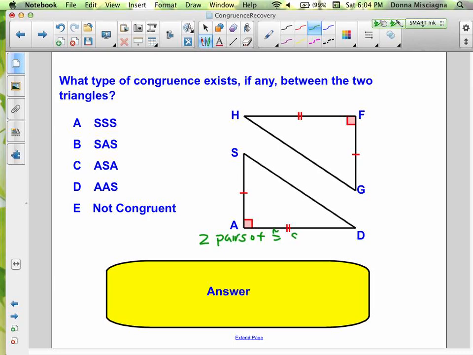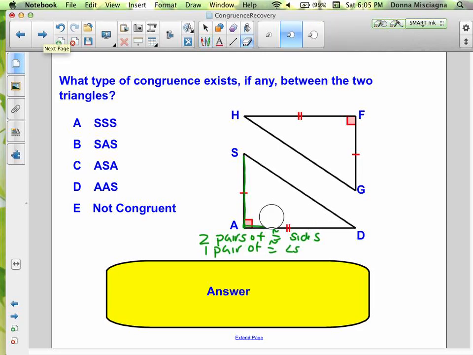Two pairs of congruent sides and one pair of congruent angles. Now you have to check: are the angles between the sides? If I follow the side down to the angle, look where it's located. The angle is between the two sides. So if your angle is between your two sides, this is literally the vertex.